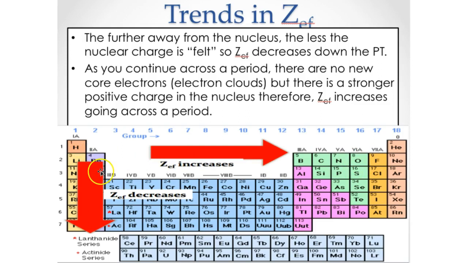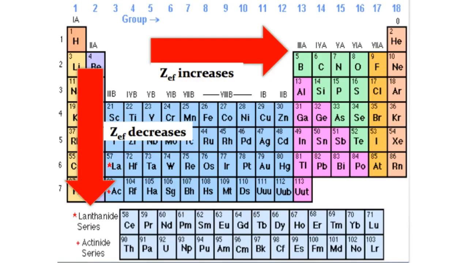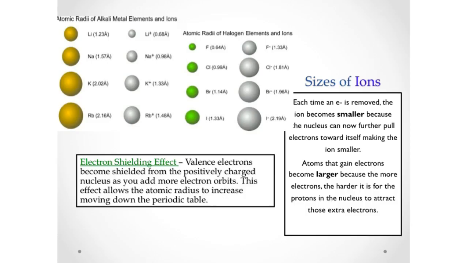But as you move down, we can't take protons into consideration. We have to take orbitals into consideration. So the more orbitals there are, the more electron shielding, and the more electron shielding, the lower the attraction. So that's why ZEF decreases. It decreases moving down. So left and right, protons, up and down, think of electron shielding. Okay, so it's just a blown up version.